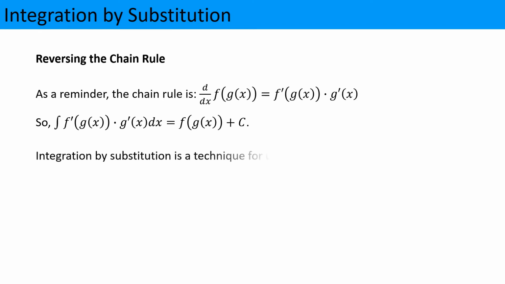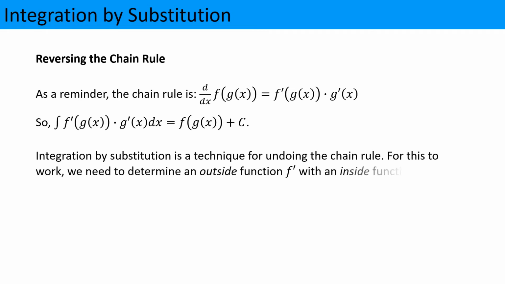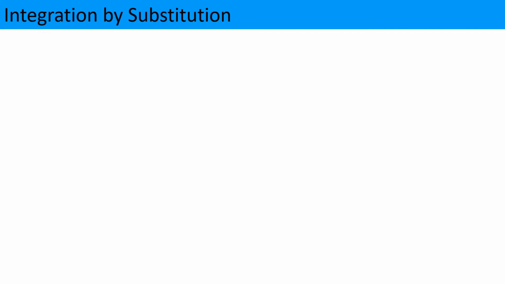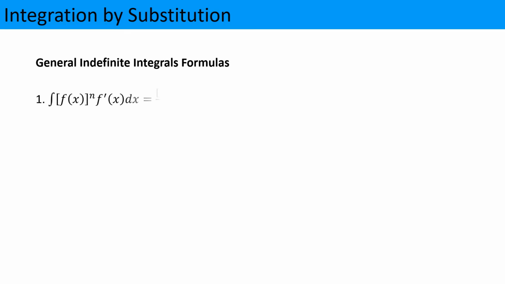Integration by substitution is a technique for undoing the chain rule. For this to work, we need to determine an outside function f prime with an inside function g that is multiplied by the derivative g prime. General indefinite integral formulas: the integral of f of x to the n multiplied by the derivative f prime of x dx is equal to f of x to the power of n plus 1 divided by n plus 1, plus c, provided that n is not negative 1.